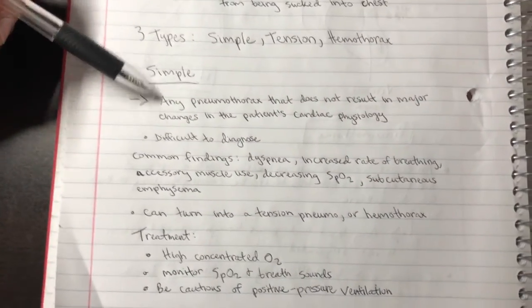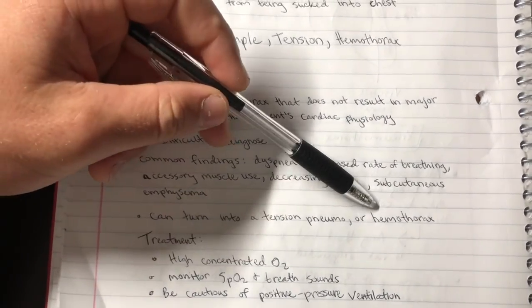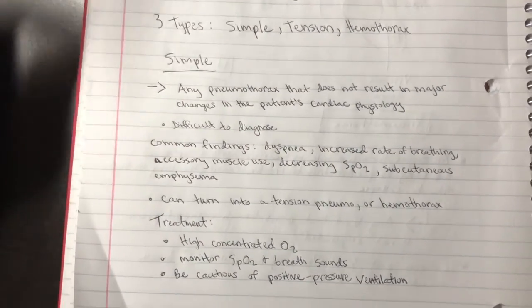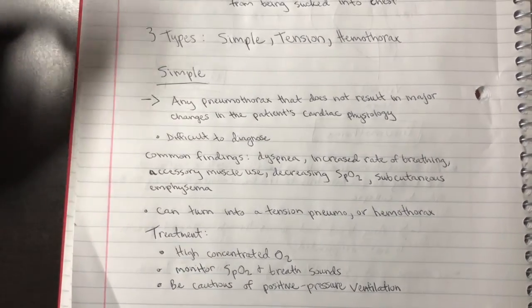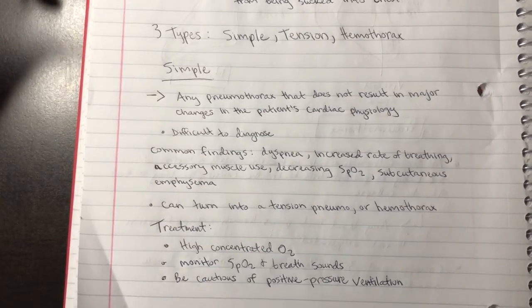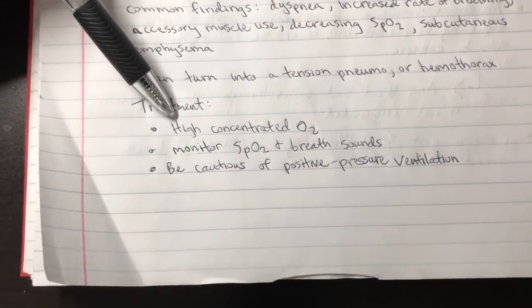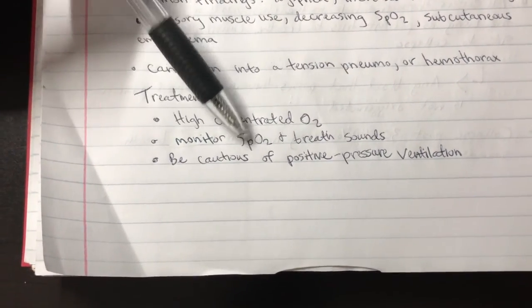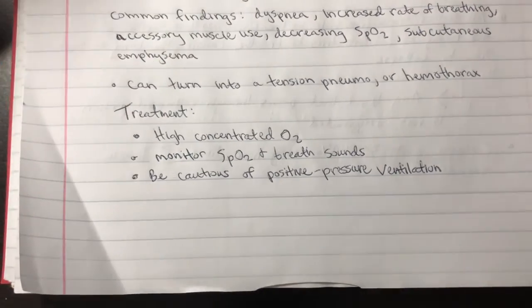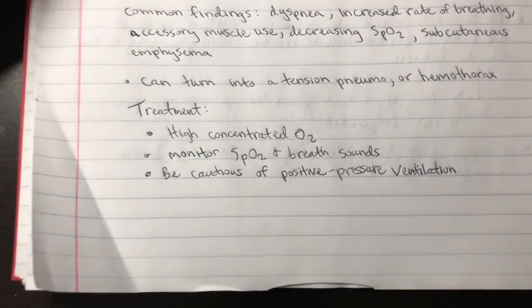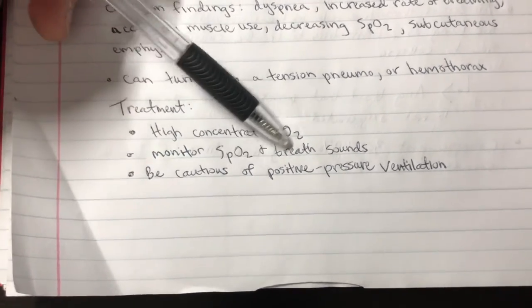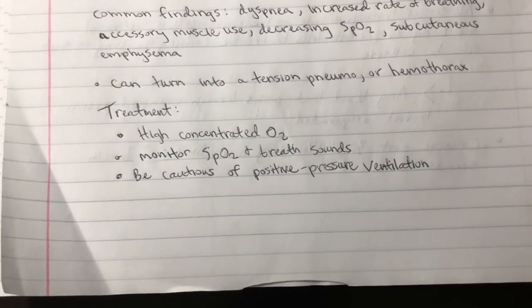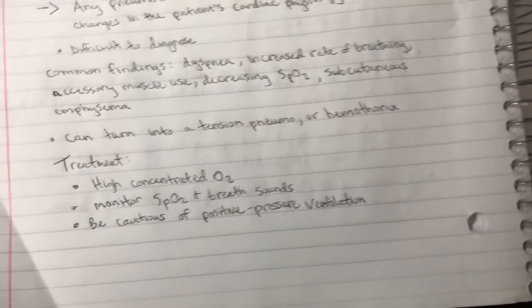This simple pneumothorax can turn into a tension pneumothorax or hemothorax, which I'll get to in a second. Just because there's nothing significant going on doesn't mean it can't become something significant. In treatment, you just want to apply oxygen, monitor the SpO2, which is oxygen saturation, and monitor breath sounds, which again may still be heard and don't rule out a pneumothorax. And you want to be cautious of any positive pressure ventilation, like a bag valve mask, because it could worsen the condition of the pneumothorax.